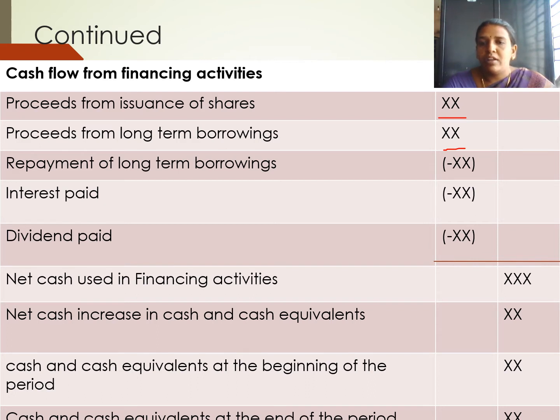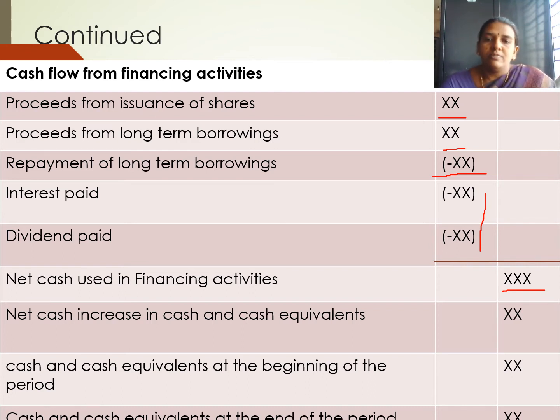If we have paid long-term loans, the cash goes out of the business organization, so it is with a negative symbol. Then interest paid and dividend paid. If we pay interest and dividend, cash flows out of the business organization, so both are deducted, that is, they have to be mentioned here with a negative symbol. That is, the net effect is net cash used in financing activities.